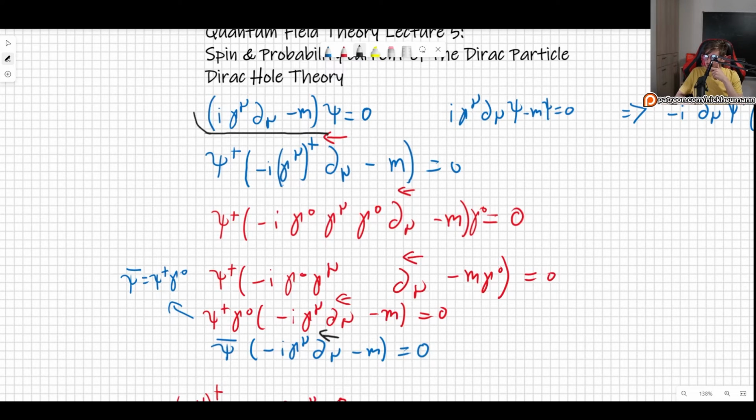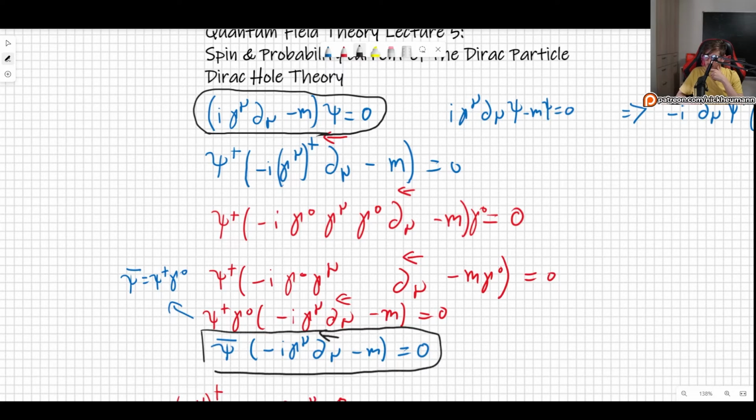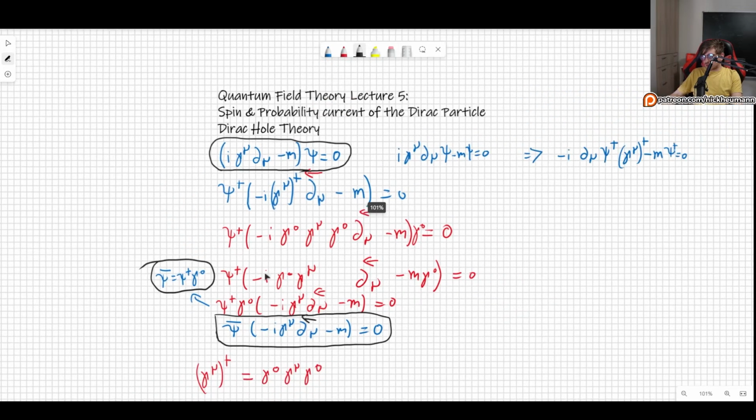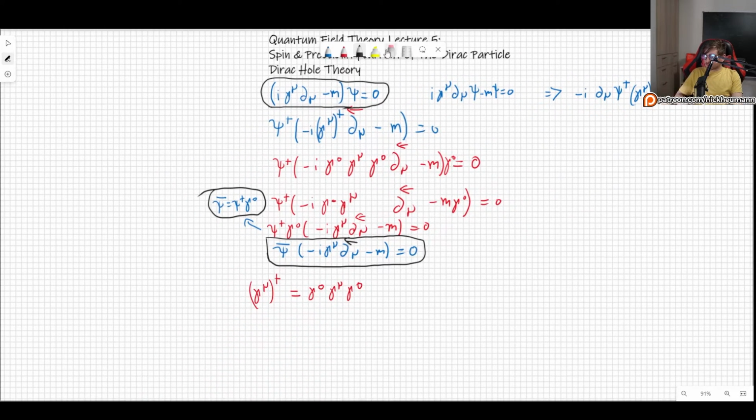So the initial expression, the Dirac equation for psi, and this one have basically the same form, except we have the Hermitian equivalence here. Using this notation, we get this very interesting equivalent expression. Now, we already used that. Let's do what we always do: I'm just going to write these equations together.